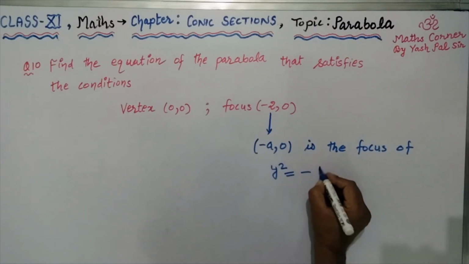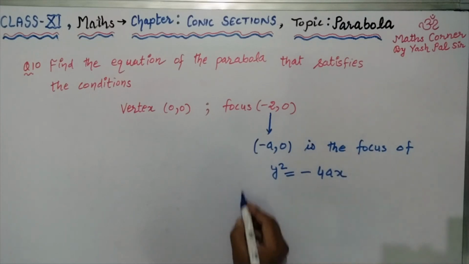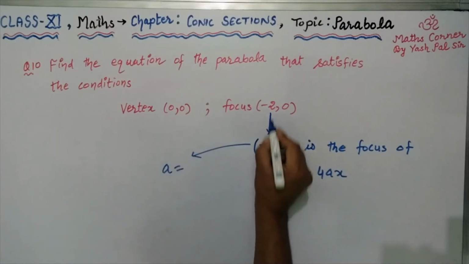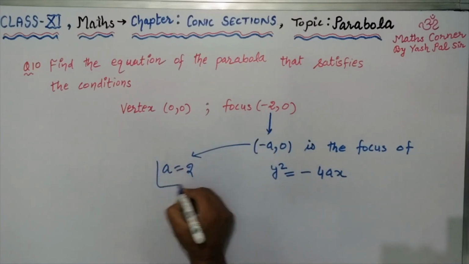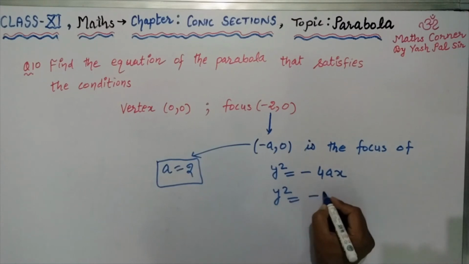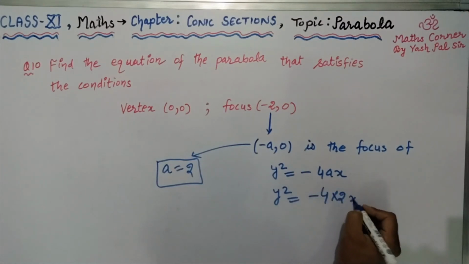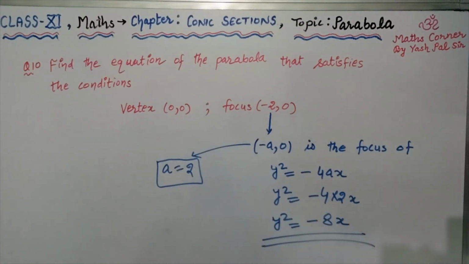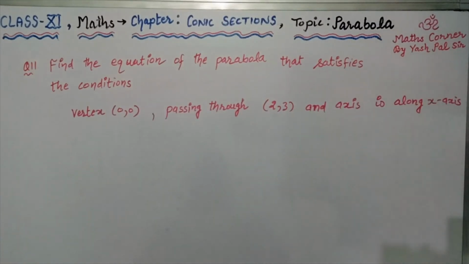it is the focus of y square is equal to minus 4ax. So from here the value of a is 2. We just substitute this value here. y square is equal to minus 4 into 2 into x, that is y square is equal to minus 8x, which is the required equation of the parabola.